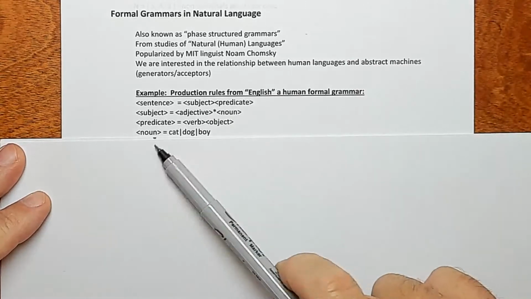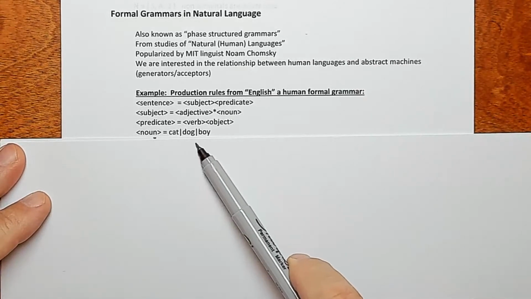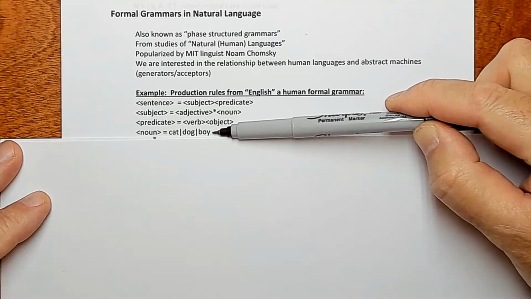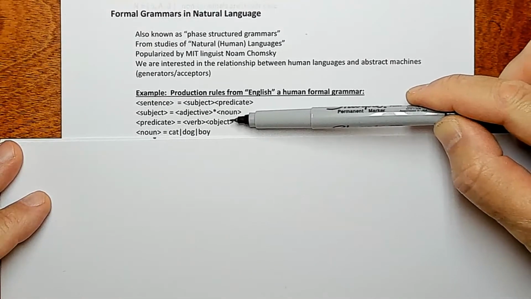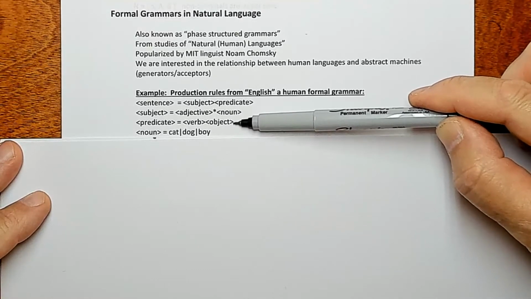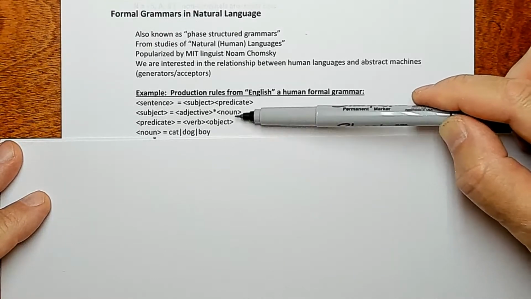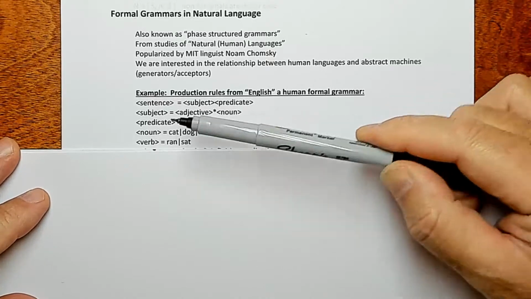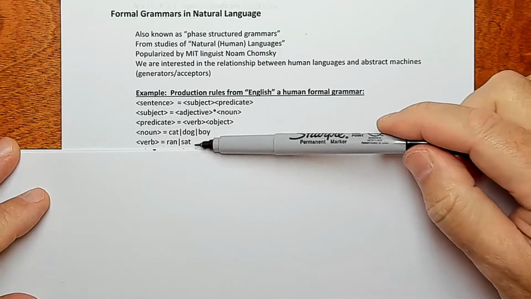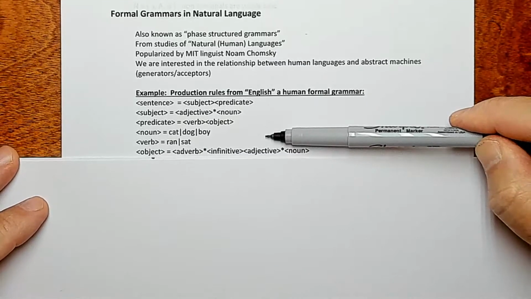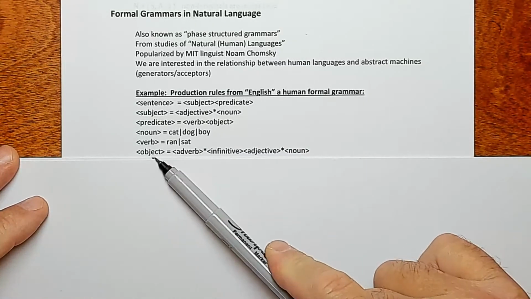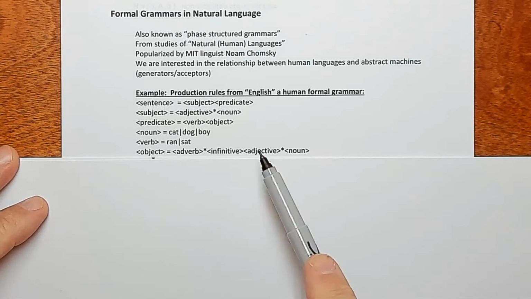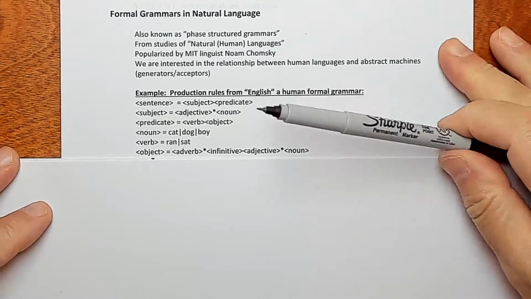And here's some nouns that I've defined. Cat, dog, boy. So those are terminals. Okay? These things in the corner, in the pointy brackets, are non-terminals. That is, they're substituted for something until you get to a terminal, right? And here's some examples of some verbs in this sort of mini English I'm giving you. Here's an example. So object is broken up into 0 or more adverbs, then we have infinitives in English, and then 0 or more adjectives, and then a noun, right?